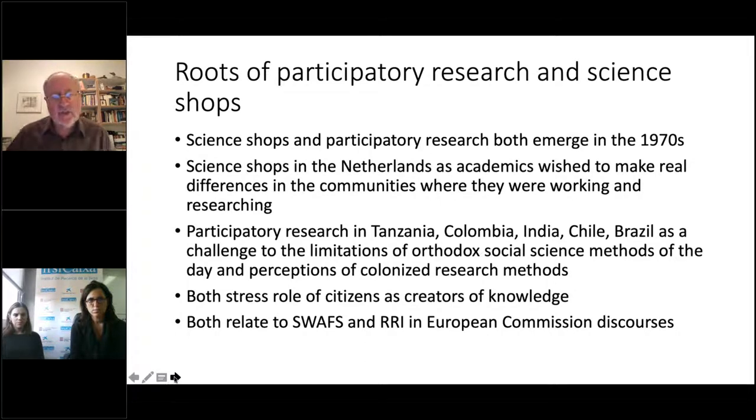And as a challenge to the limitations of orthodox social science methods of the day and perceptions of colonized research methods, both science shops and participatory research stress the role of citizens as creators of knowledge. Both relate, in the European context, to the discourses of the European Commission in recent years, what they call science with and for society, and RRI, which of course is a big funding and discursive field, particularly in Europe.